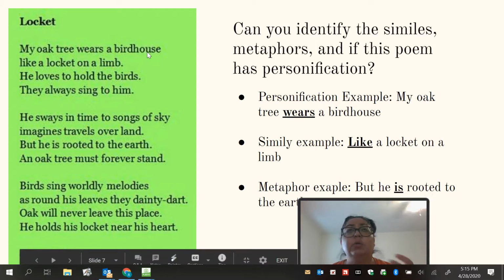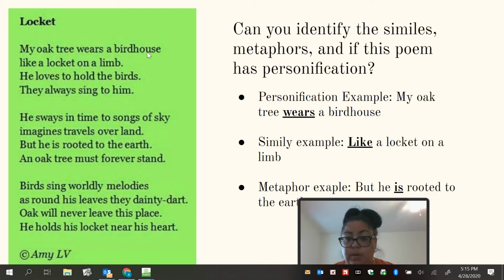Can an oak tree wear something, like we wear shirts? No. But the author is trying to explain how this oak tree wears a birdhouse. And the birdhouse is a permanent thing on this tree. The simile. And forgive me, I misspelled simile. S-I-M-I-L-E, not Y. So the example here is like a locket on a limb.